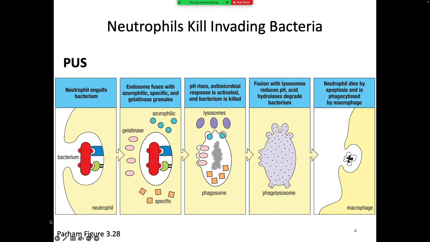In the end, that neutrophil will die and will get phagocytosed by a macrophage to recycle different components of the cell. The macrophage will use it as nutrients. And we see those collections of dead neutrophils as pus.